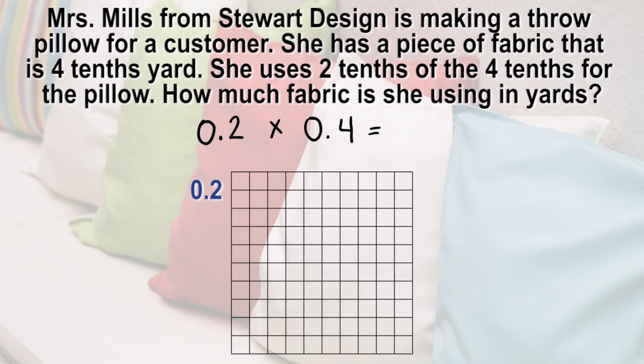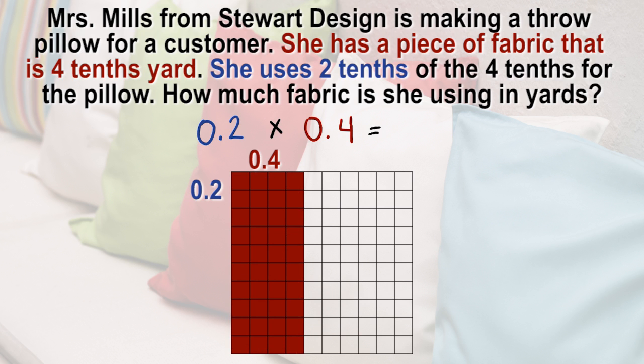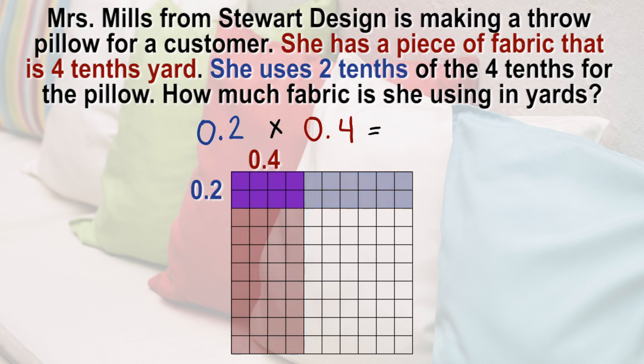Write 2/10 on the left side of the hundredths grid to represent the amount of fabric she uses, and 4/10 along the top to represent the amount of fabric she started with. Shade in the 4/10, or 4 columns. Using a different color, shade in the 2/10, or 2 rows. The product is represented where the 2 colors overlap. Mrs. Mills used 8/100 yard of fabric.